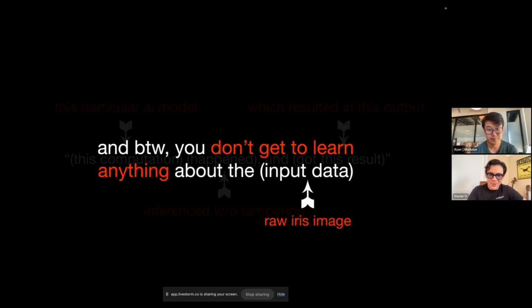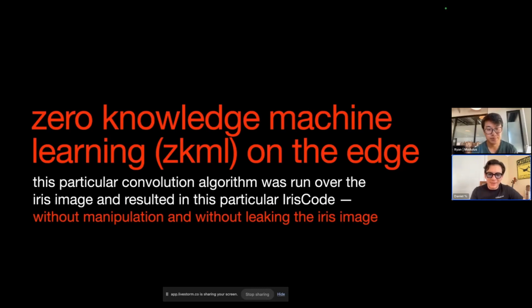Awesome. Cool. So just to mush it together one last time: zero-knowledge machine learning, ZKML, on the edge, in this case the user's mobile device, means that a particular algorithm was run over the iris image and resulted in a particular iris code. And most importantly, all while guaranteeing that there was no manipulation by the end user and without leaking the user's raw iris image, their sensitive biometrics. So that is, in a sentence and a half, the promise that ZKML is hoping to make on behalf of the user.